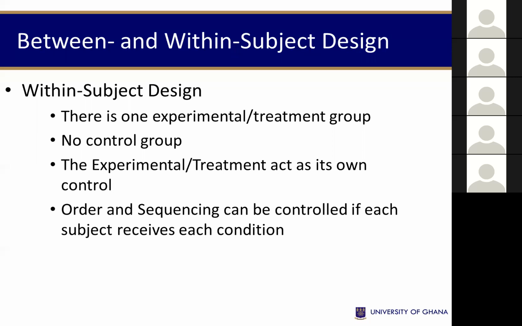So let me use the same example. We are trying to find out the effect of music on recall. I have 2 conditions, no music condition and music condition. Then I have my participants, maybe 20 of them. Instead of dividing my participants into 2, which is typical of between subject design, in within, all the 20 participants will go through the music and no music condition. So at the end of the study, I would have 2 scores for each participant. If the conditions are 5, I'll have 5 scores for each participant in within subject design.